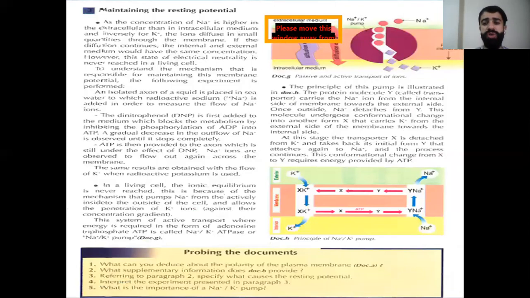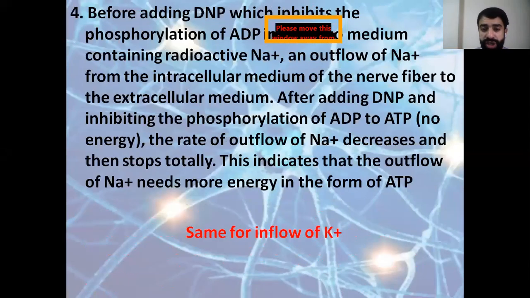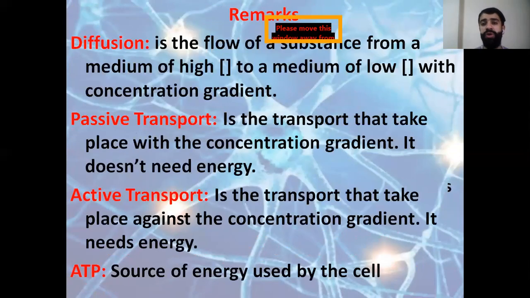extracellular medium. Also, we talk about the Na plus K plus pump that is responsible for the transportation of the Na plus K plus ions. And this system is an active transport where we have to have the energy. This energy should be supplied in the form of ATP, adenosine triphosphate, and this is called Na plus K plus pump, or they call it Na plus K plus ATPase, since it needs energy in the form of ATP. And we talk about the concentration as well as some notes that you have to know.